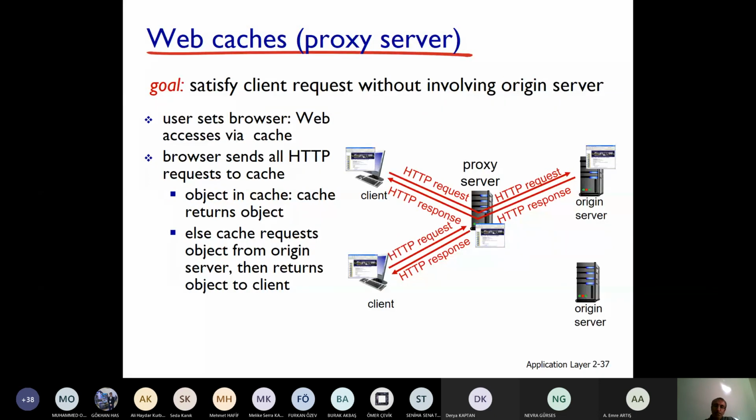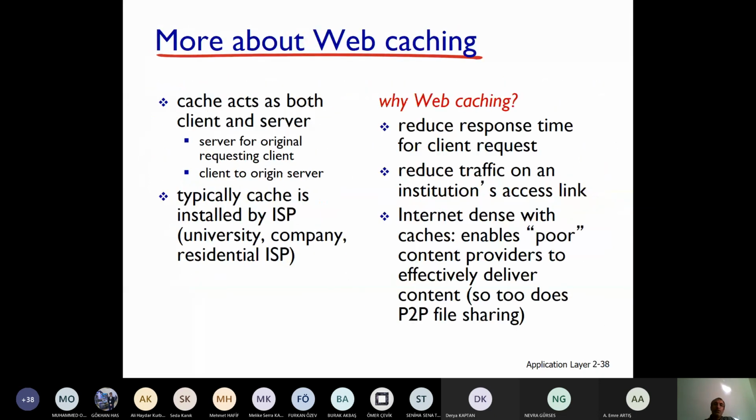So in this case, the proxy or the cache acts like both client and server. Why? Because it acts like a server for the original requesting client, and it acts like a client to the original server. Typically this kind of proxy server is installed by your ISP, internet service provider, like a university, company, and so on.